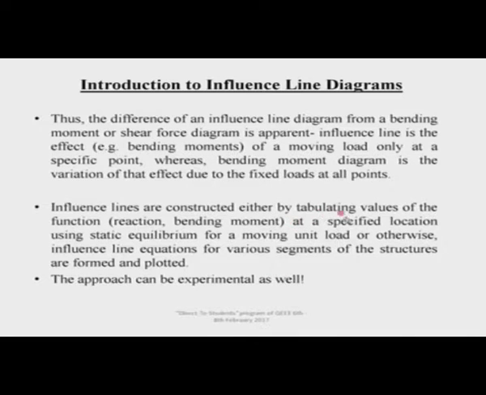One is by tabulating values of the function, either reaction, bending moment, etc., at a specified location using static equilibrium for a moving unit load. Otherwise, the influence line equations for various segments of the structure are formed and plotted. That is two ways. One is to tabulate the values at different discrete locations, or you form the equations of variation and plot them.